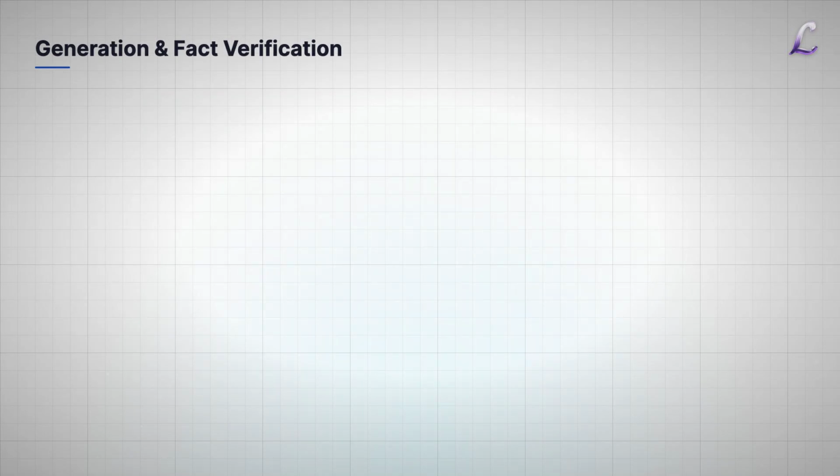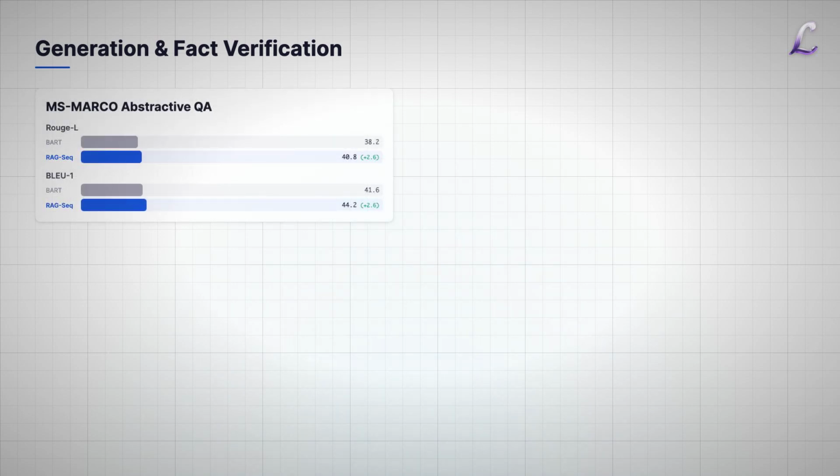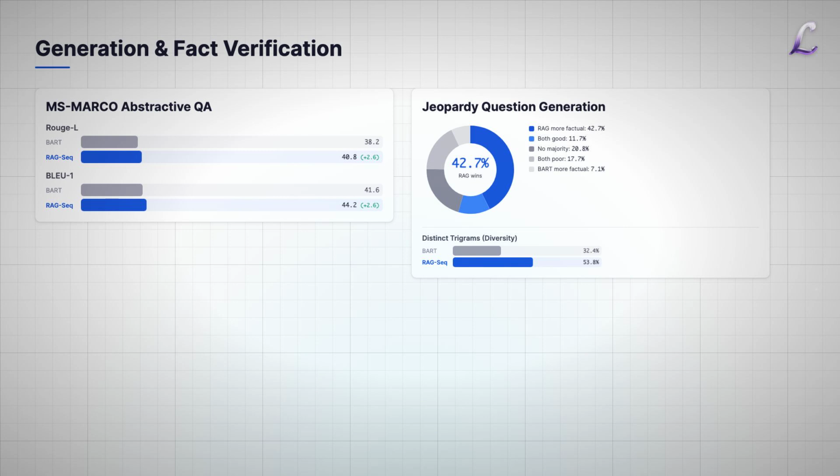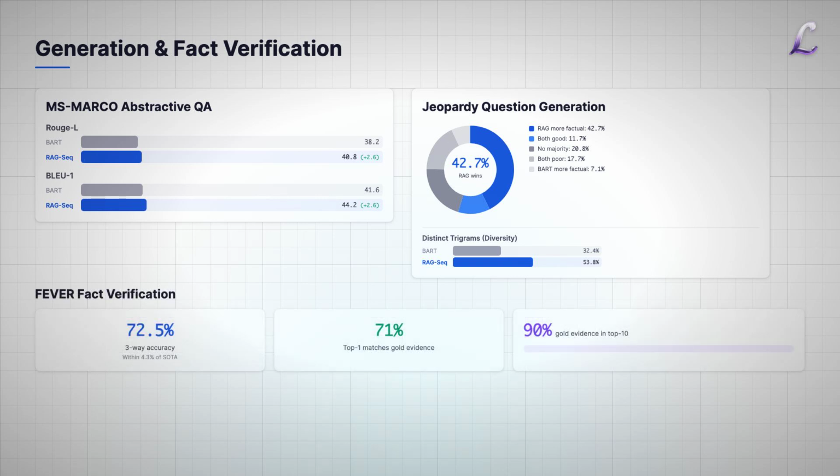Beyond extractive QA, RAG excels at generation tasks. On MS MARCO abstractive QA, RAG-Sequence outperforms BART by 2.6 BLEU and 2.6 ROUGE-L points, approaching the state-of-the-art, which has access to gold passages. For Jeopardy question generation, human evaluators found RAG more factual than BART in 42.7% of cases, while BART was more factual in only 7.1%. RAG was also judged more specific by a wide margin. Crucially, RAG generates more diverse outputs.